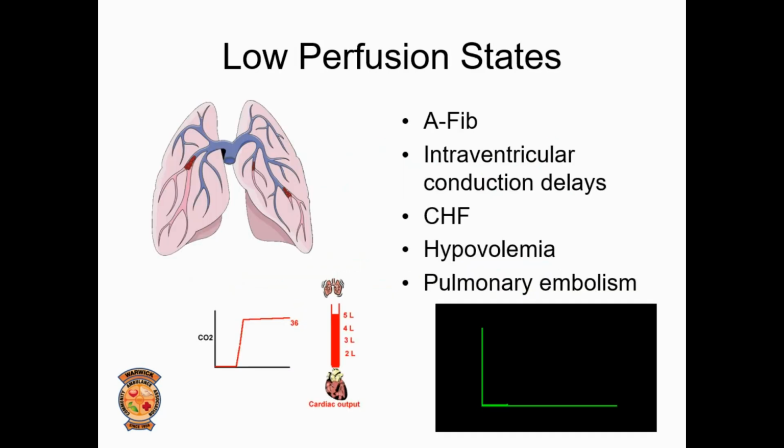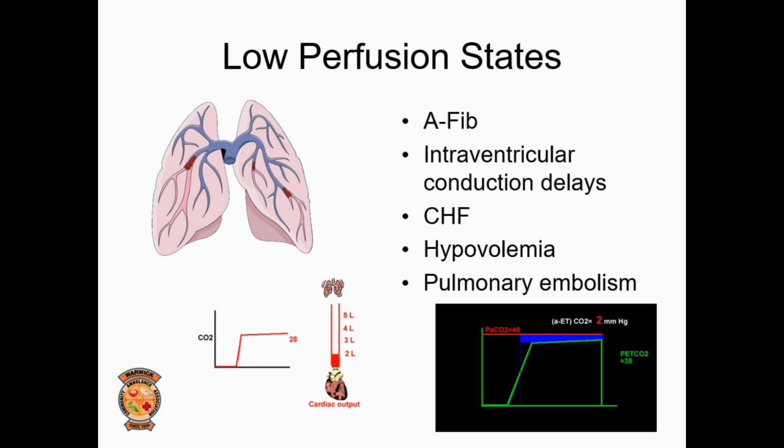There are some low perfusion states that also cause a change in end-tidal CO2, including atrial fibrillation and bundle branch blocks. Each of these conditions cause a drop in end-tidal CO2 levels due to a decrease in cardiac output. Hypovolemia causes a decrease in end-tidal CO2 because while the body is still producing the same amount of carbon dioxide, that carbon dioxide can't get back to the lungs to be exhaled.